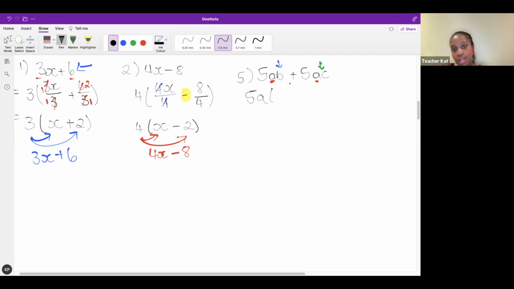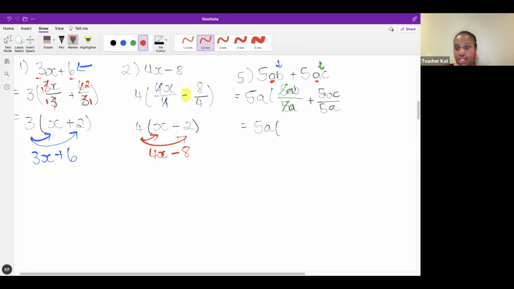Now let me open my brackets, and once again, I'm going to rewrite them as they were: 5ab divided by 5a plus 5ac divided by 5a. 5 divided by 5, what's going to happen to these 5's? They cancel out. Okay, so the 5's are gone. What's going to happen with the A's as well? So we also have an A, 1A, 1A. A divided by A, they also cancel each other out. A divided by A, gone.